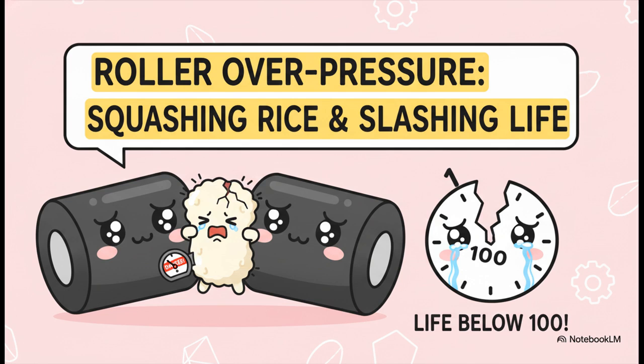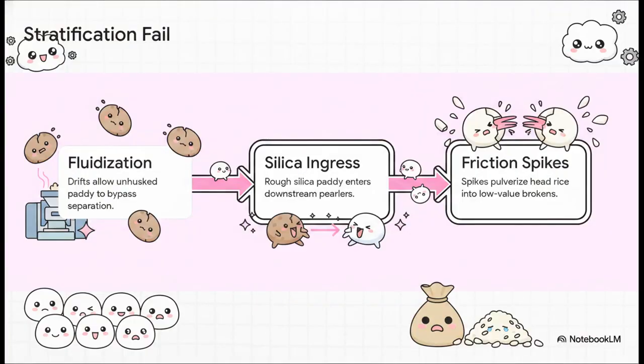You're basically creating your own maintenance bottlenecks and destroying your own product. And the mechanical catastrophe cascades from there if your gravity separators fail. Say you get subtle fluidization drifts. Step 1, unhusked paddy completely bypasses separation. Step 2, that rough silica paddy inadvertently drops into your downstream pearlers, which are only built for soft brown rice.